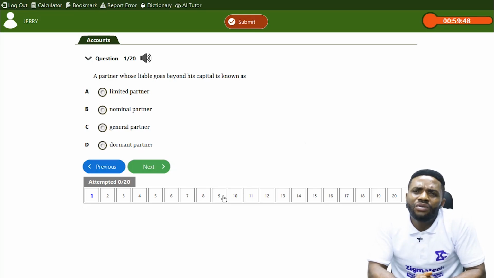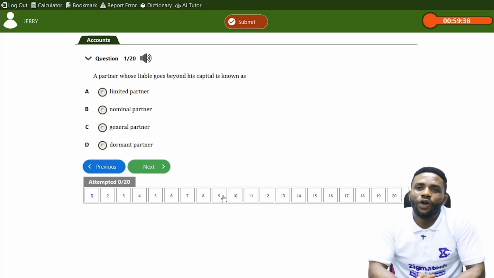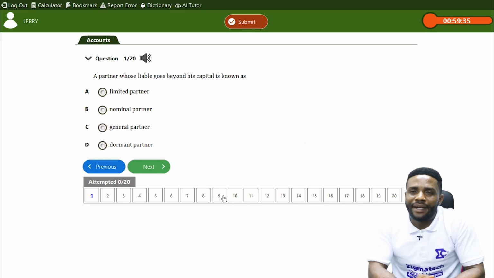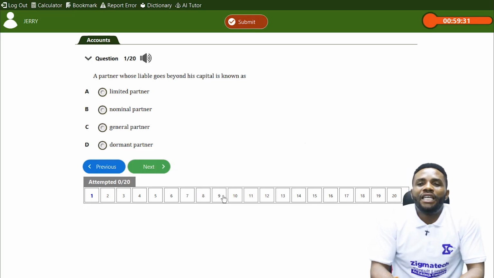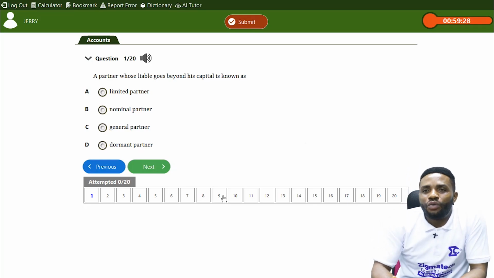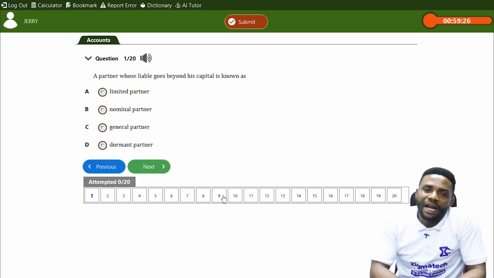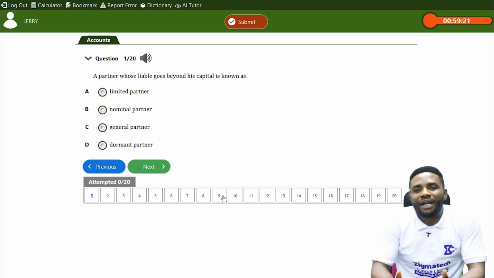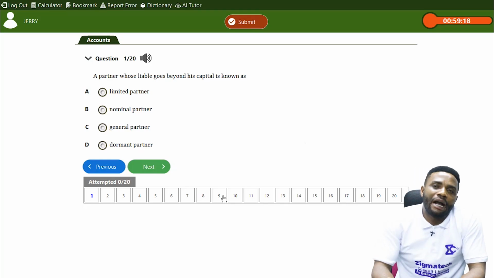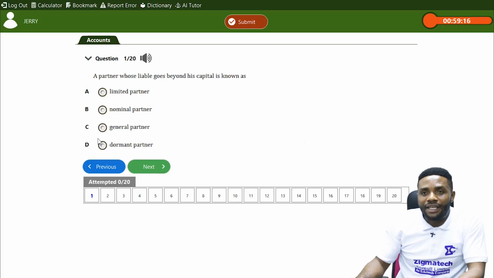A partner whose liability goes beyond his capital is known as a general partner. It cannot be a limited partner, because we've explained that the limited partner's debt is limited to the capital he contributes. A nominal partner is somebody that contributes only his name. A dormant partner is a partner that is sleeping, contributing only capital. So the answer there is C, general partner.